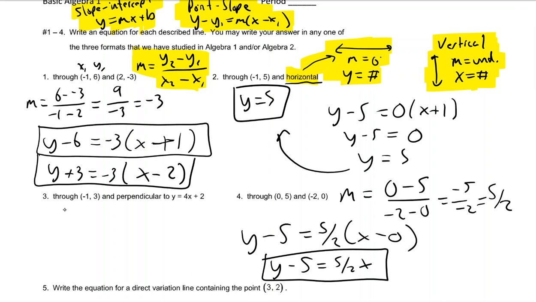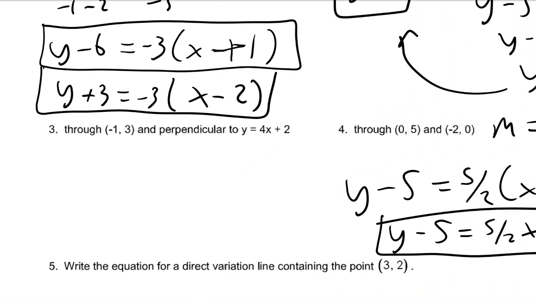Okay. So number 3 also doesn't give me 2 points, so I can't use slope formula. The lines are not vertical or horizontal, so they're not slopes that I have memorized. But it says I want one that is perpendicular. So we need to review what it means to be perpendicular and parallel. So parallel lines never touch, and so the only way that they're never going to touch is if they rise or fall at the same rate. So same slope.